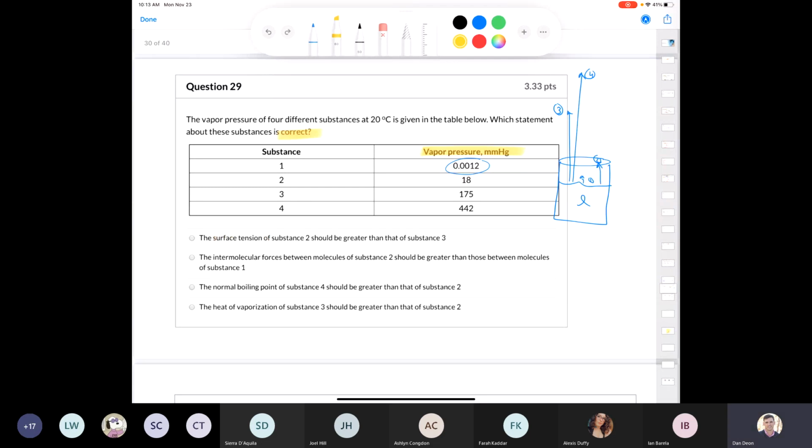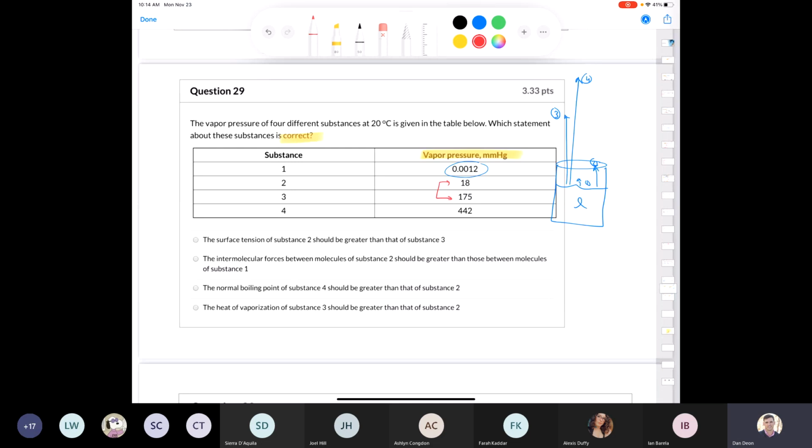Let's look at number 1, or A. The surface tension of substance 2 should be greater than that of substance 3. We're comparing the surface tension of substance 2, and should it be greater than that of substance 3? The answer is yes, this is a correct statement.